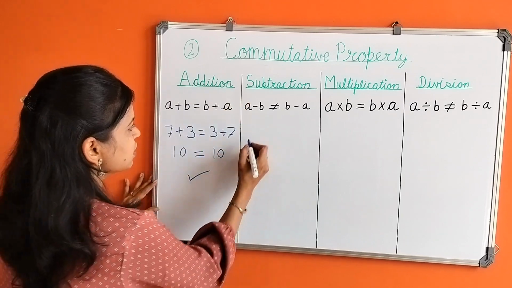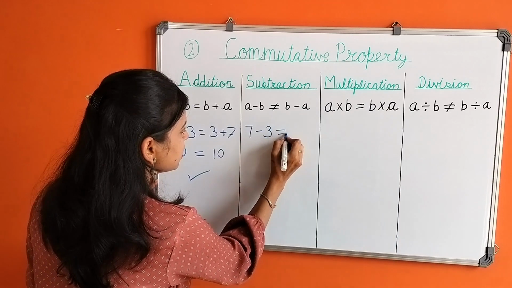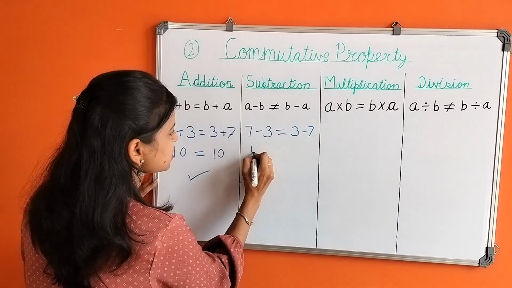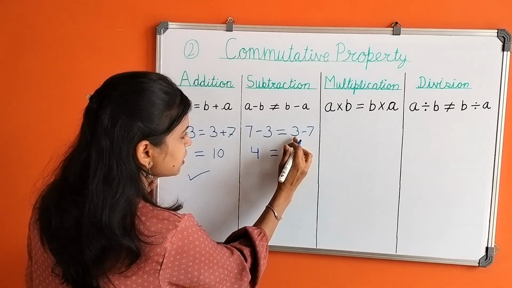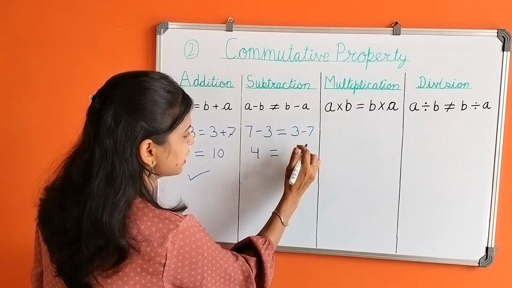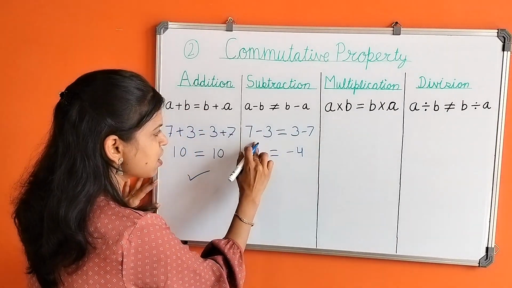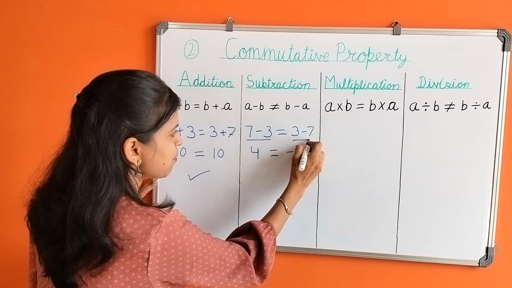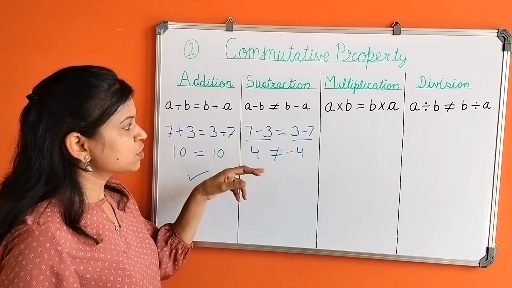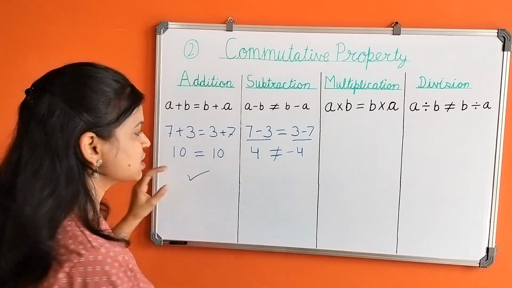For subtraction, 7 minus 3 and 3 minus 7. 7 minus 3 is 4. 3 minus 7, 7 is bigger, so it is negative. So it is minus 4. So this is plus 4. This is minus 4. So both are not equal. So the commutative property is not true for subtraction.